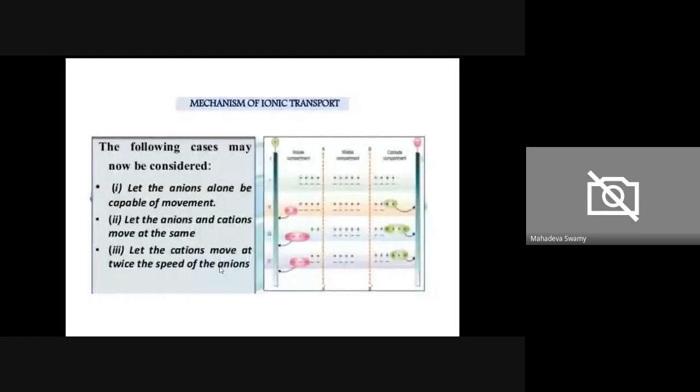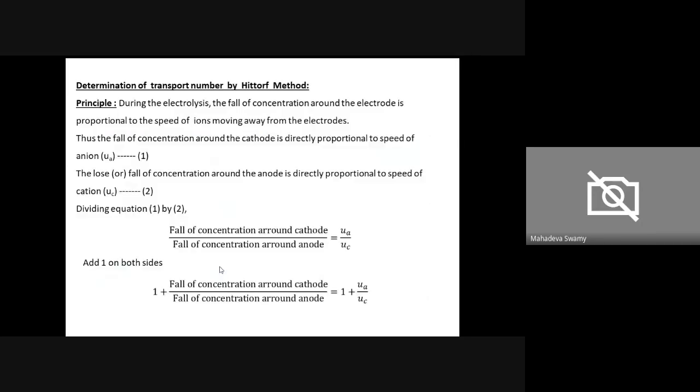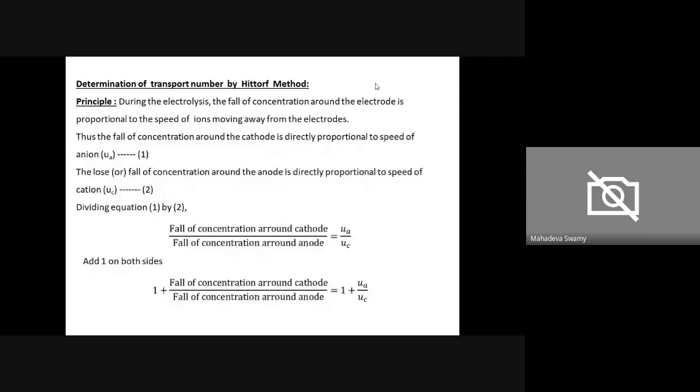Next, based on this principle, based on this concept, we are going to discuss the determination of transport number by Hittorf's method. What is this determination of transport number by Hittorf's method? Here you see, this is the principle.